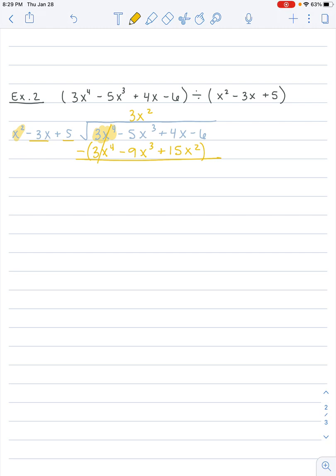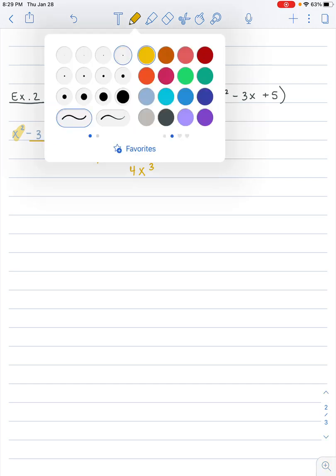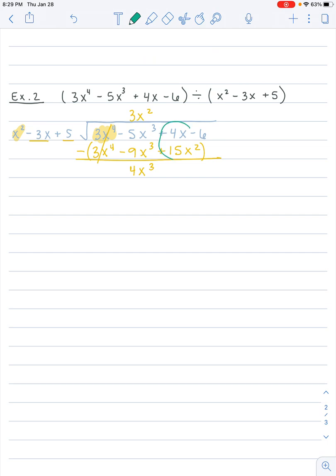We're going to subtract all 3 of those from their terms. So I've got 3x to the 4th minus 3x to the 4th, which is 0. Negative 5x cubed minus a negative 9x cubed is 4x cubed. Here's the issue, though. I have these 2 terms right here, 4x minus negative 15x squared. Those aren't matching up. They're not the same terms. All right, so not like terms.